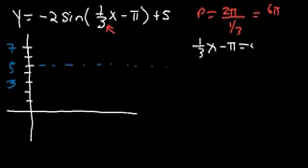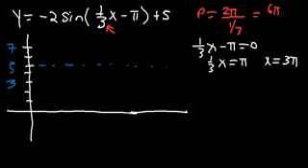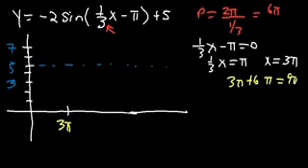Set the inside equal to 0. So 1 third x is equal to pi. Multiply both sides by 3. The graph starts at 3 pi. So let's say 3 pi is over here somewhere. If we add a period to it, 3 pi plus 6 pi, we get one full cycle, that's 9 pi. So the graph is going to stop at 9 pi.